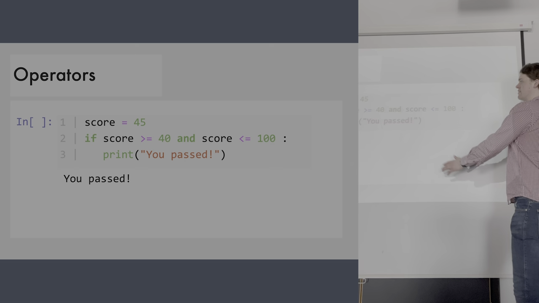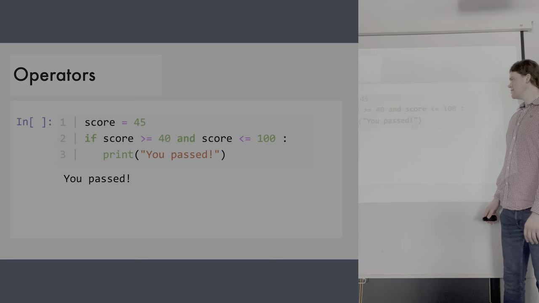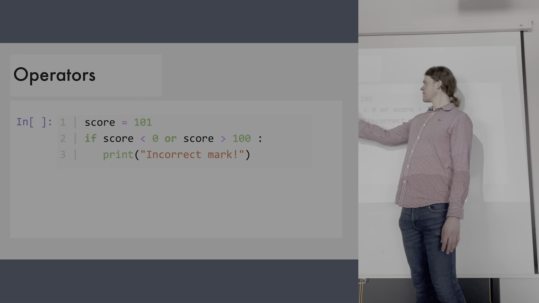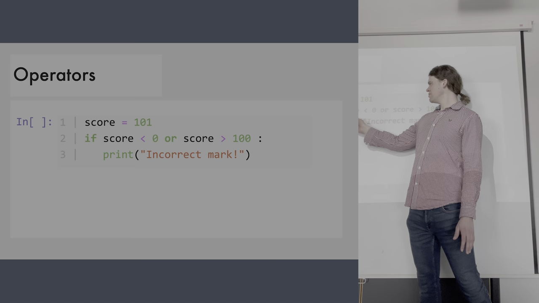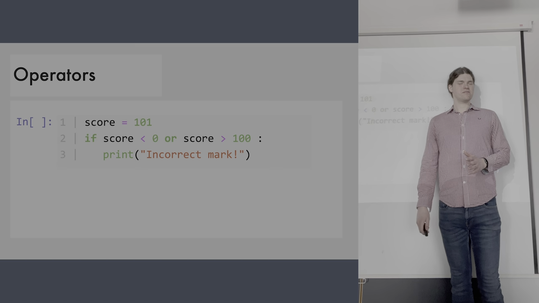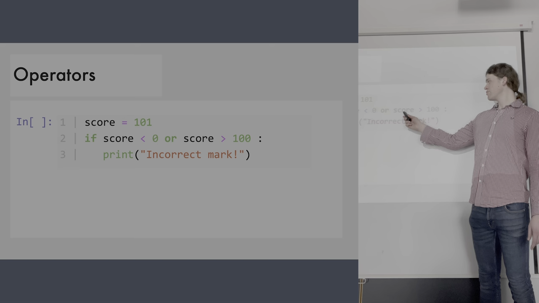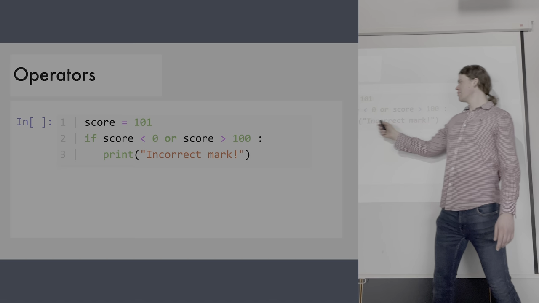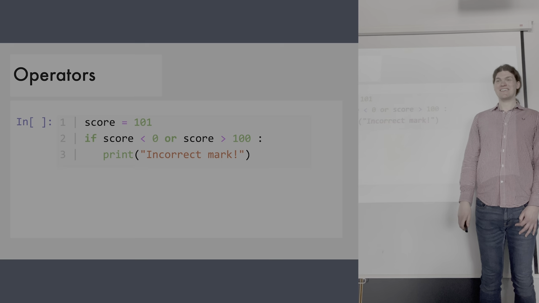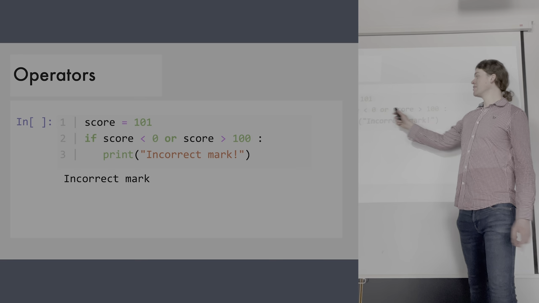Yeah, absolutely. Let's use OR now. Let's flip things around. So assign 101 to the score. Is score less than zero? Is 101 less than zero? It's not. But OR, is score 101 greater than 100? Yes, it is. So one of them is true. So am I going to run this code? If it's OR, it will run? It will, because either one of them only needs one to be true.